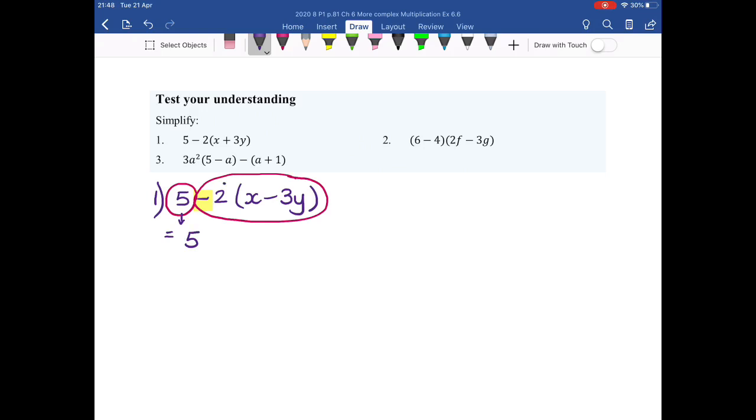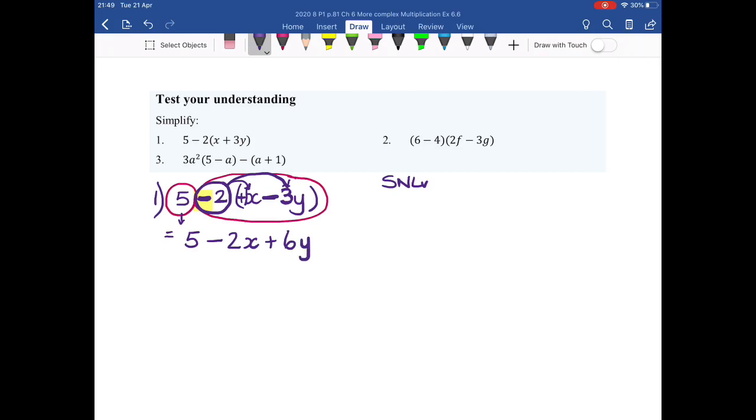Now remember, this is distribution. So -2, the one outside, must shake hands with everyone inside. So as soon as I'm doing multiplication, I'm going to do signs, numbers, letters, or variables. So negative multiplied by positive is negative. 2 multiplied by 1 is 2, and I have an x. Now the -2 is going to go and shake hands with -3y. So a negative multiplied by a negative is positive. 2 multiplied by 3 is 6, and I just have a y.